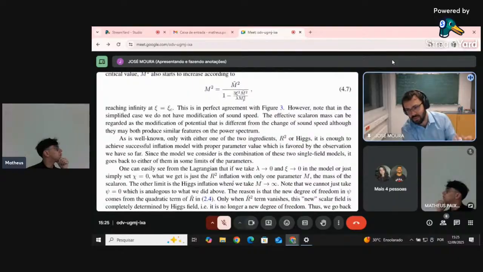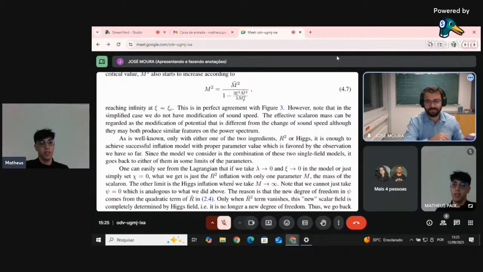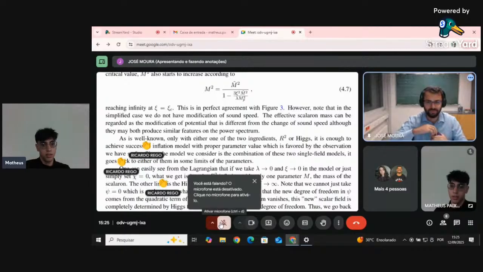So this is the paper. This is what they're saying here. I was mainly interested because of the calculations. So any questions?